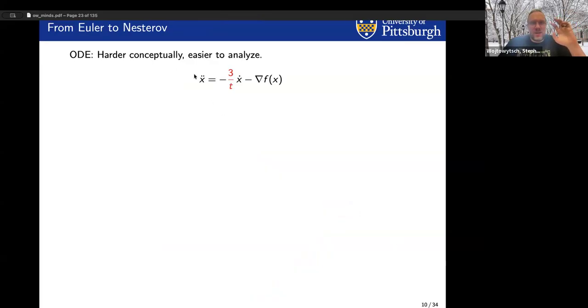let's look at say this ordinary differential equation system, and I've chosen to have a friction parameter 3 over t. That is because I'm going to look at convex functions. If you had something strongly convex, then you choose a constant friction. But convex functions close to the minimum can become incredibly flat.